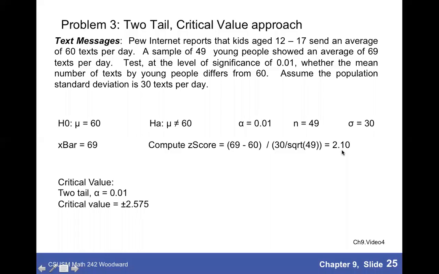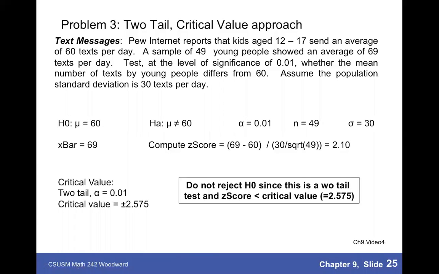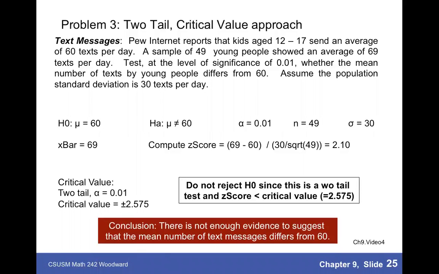And for two-tail at the 0.1 level, my critical values are plus or minus 2.575. This 2.1 is less than 2.575, so I do not reject H naught, since this is a two-tail test. And my conclusion is that there's not enough evidence to support that the mean number of text messages differs from 60.